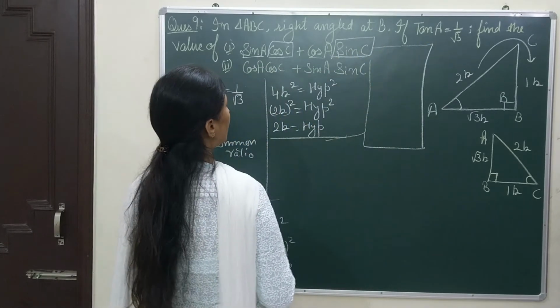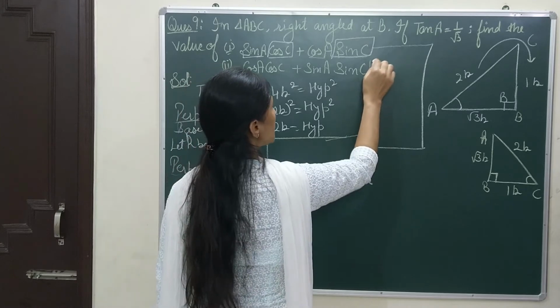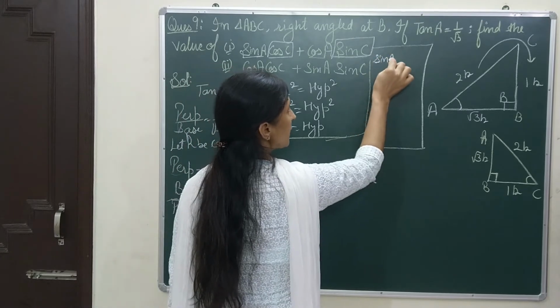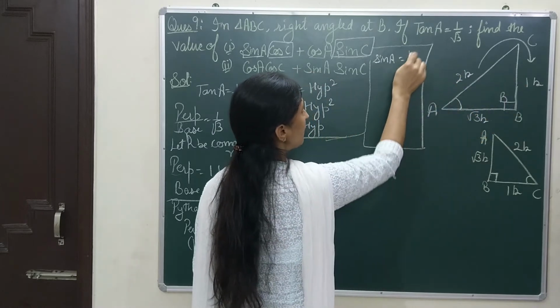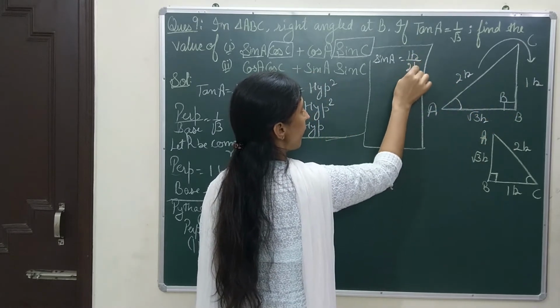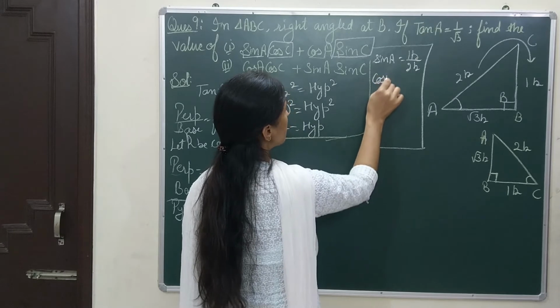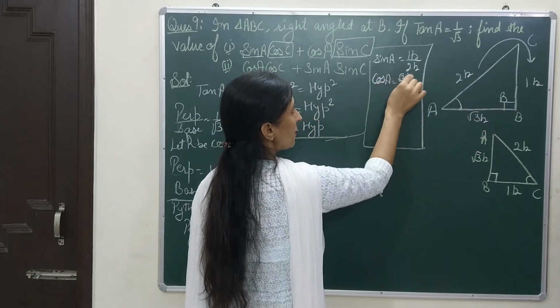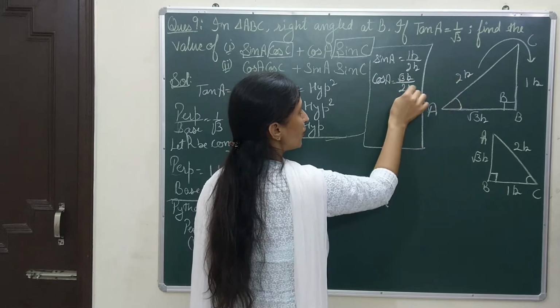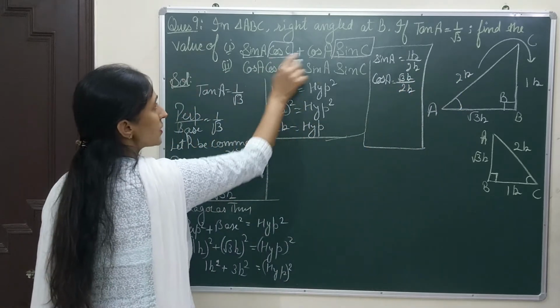Let us write down the value of sin A and cos A. What is sin A? From this triangle I will find that it is 1k by 2k. What is cos A? That will be base by hypotenuse, root 3k over 2k. Then I need cos C and sin C.